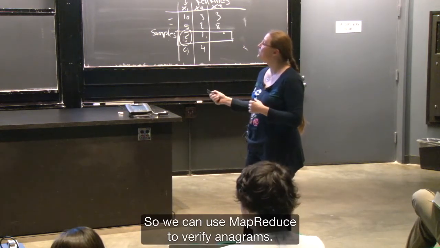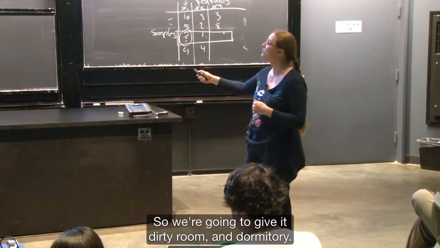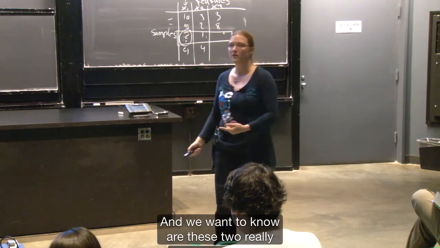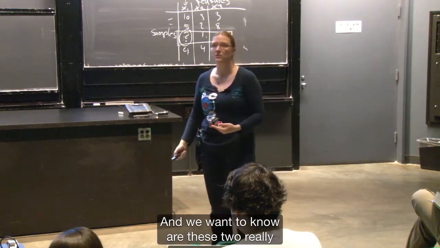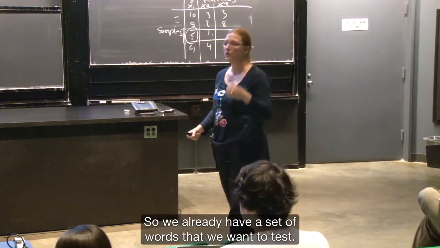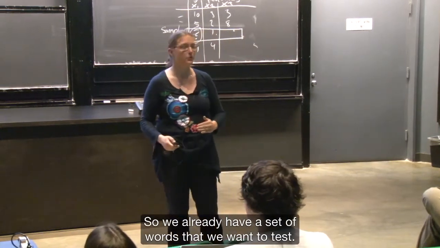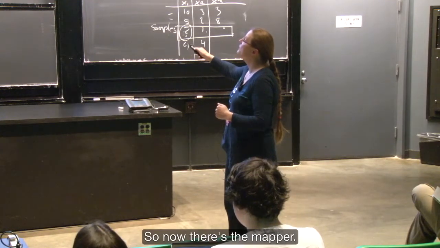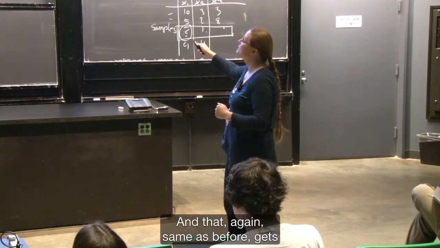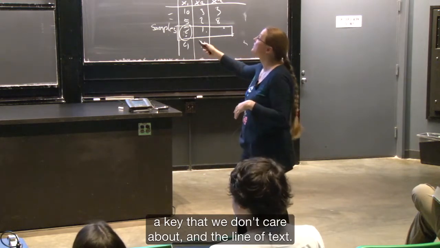So we can use MapReduce to verify anagrams. We're going to give it dirty room and dormitory, and we want to know, are these two really an anagram of each other? And the input file is one word per line. So we already have a set of words that we want to test. And here's the whole idea. Now there's the mapper, and that again, same as before, gets a key that we don't care about, and the line of text.